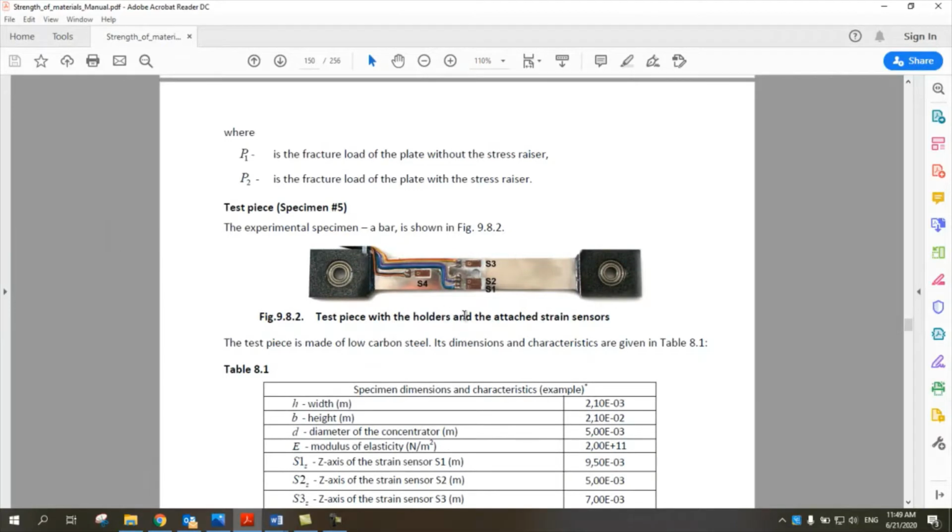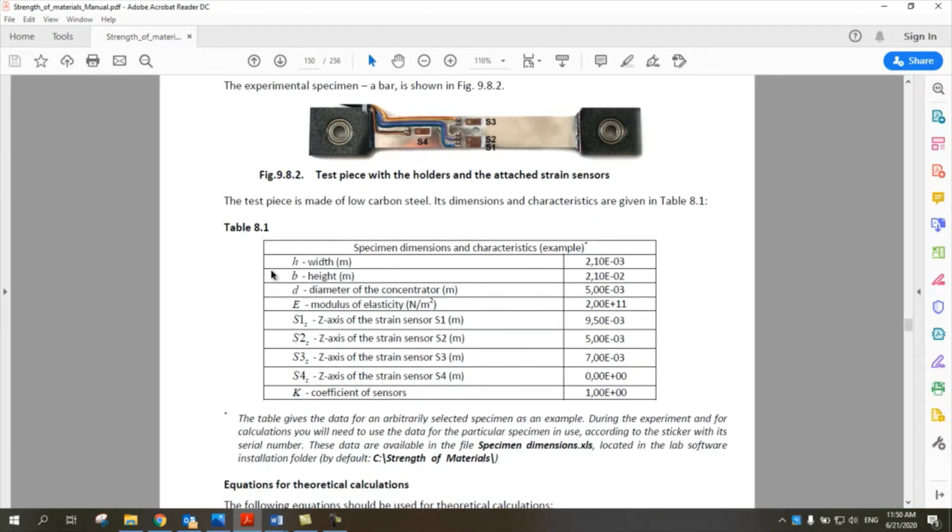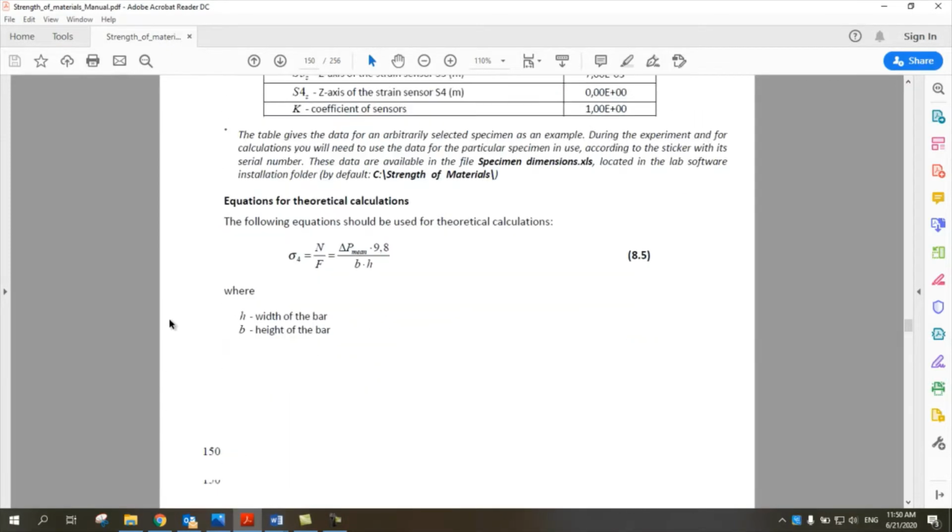This is our specimen. We will compare readings of sensor number 1 at the edge, sensor number 3 at the edge, sensor number 2 close to the hole, and sensor number 4 far away from the center, or far away from the hole itself. And then we are comparing these 4 values together. Table number 8.1 will show the dimensions and characteristics of the specimen, like width, height, diameter of the concentrator, modulus of elasticity of the sample, and everything.